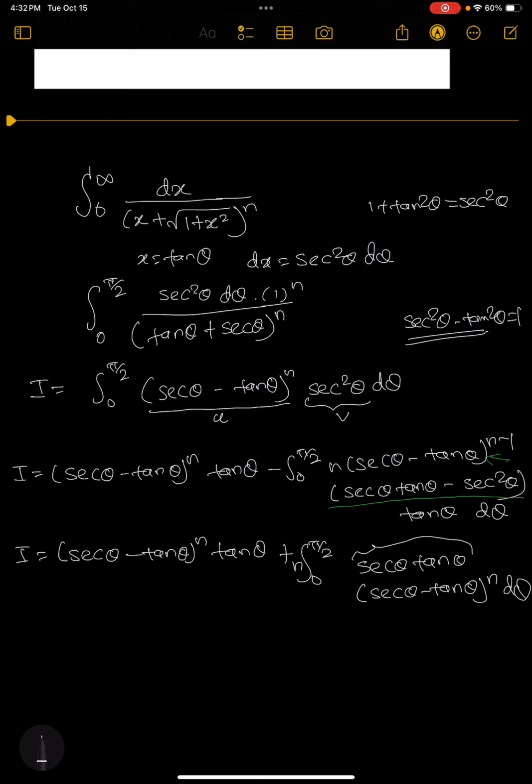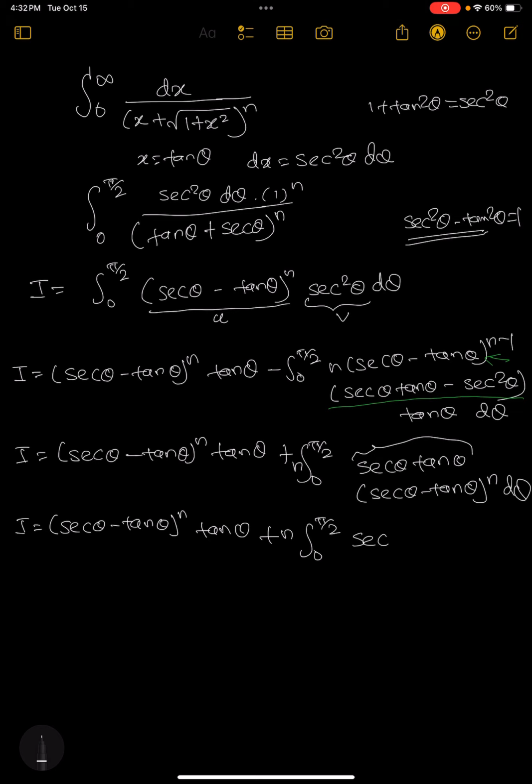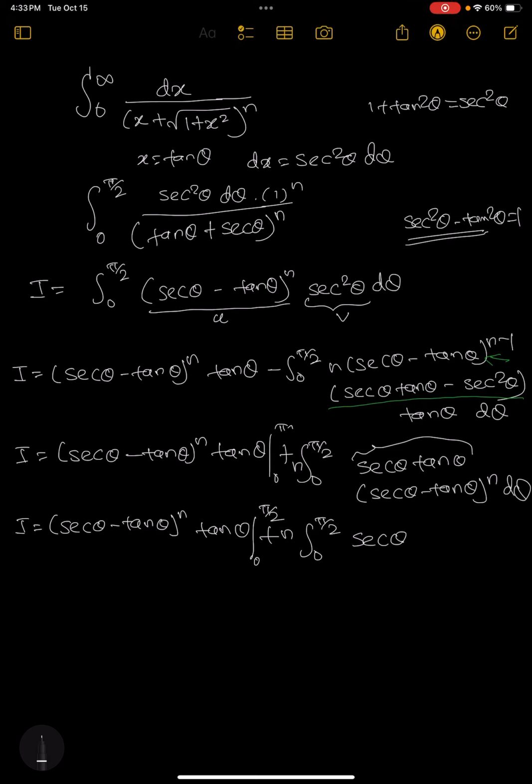Let's try that. Yeah, so we will have I equals (sec theta minus tan theta) to the power n tan theta plus n times the integral from 0 to pi by 2. Now this thing, and I forgot to, okay. Yeah, I think you understand this just from common sense. The limits of the integral can be understood even though I haven't written them.